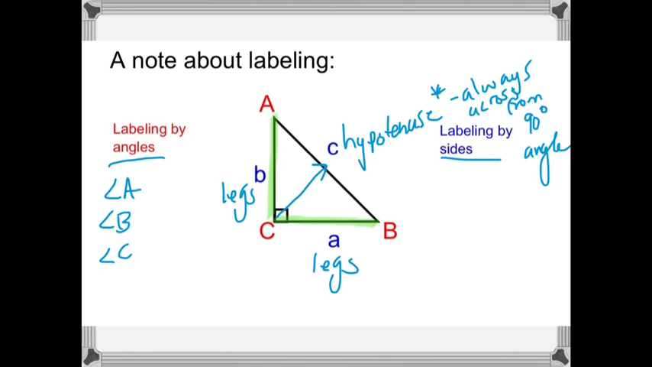Okay, so the side lengths, the legs in the right triangle and the hypotenuse as well, can be labeled two different ways. So if I want to just speak about this leg right here, I can say that it is both line segment BC and line segment AC. I can also say that it is length A.